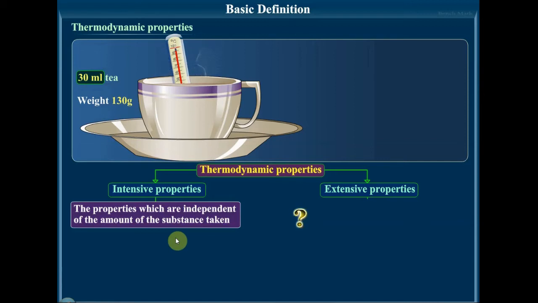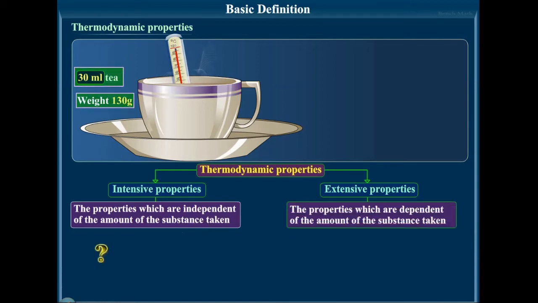To make it more clear, the properties of the system which are independent of the quantity or size of matter present in it are called intensive properties. And then what would be extensive properties? The properties of the system which depend upon the quantity or the size of matter present in it are called extensive properties. We'll go through the examples.